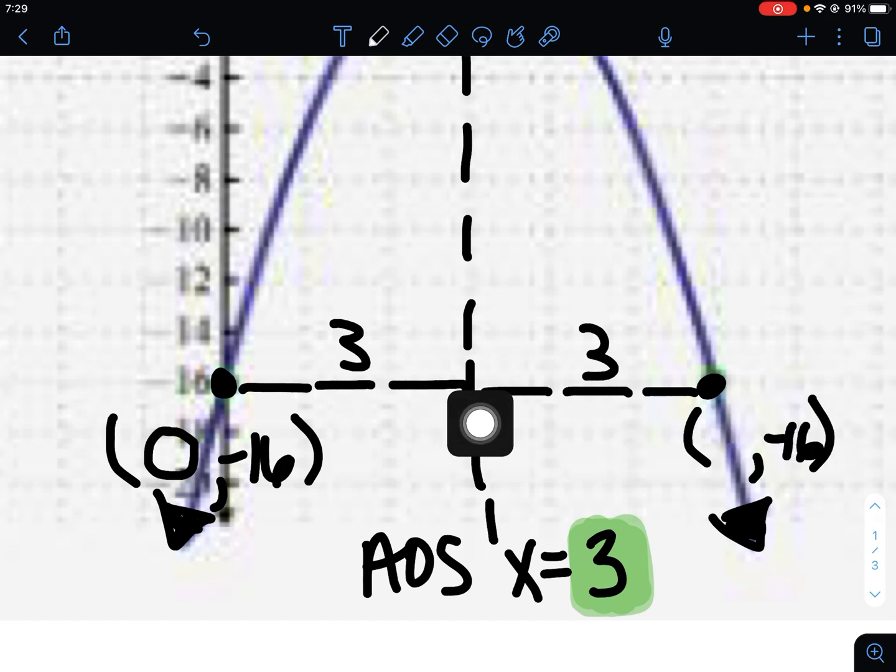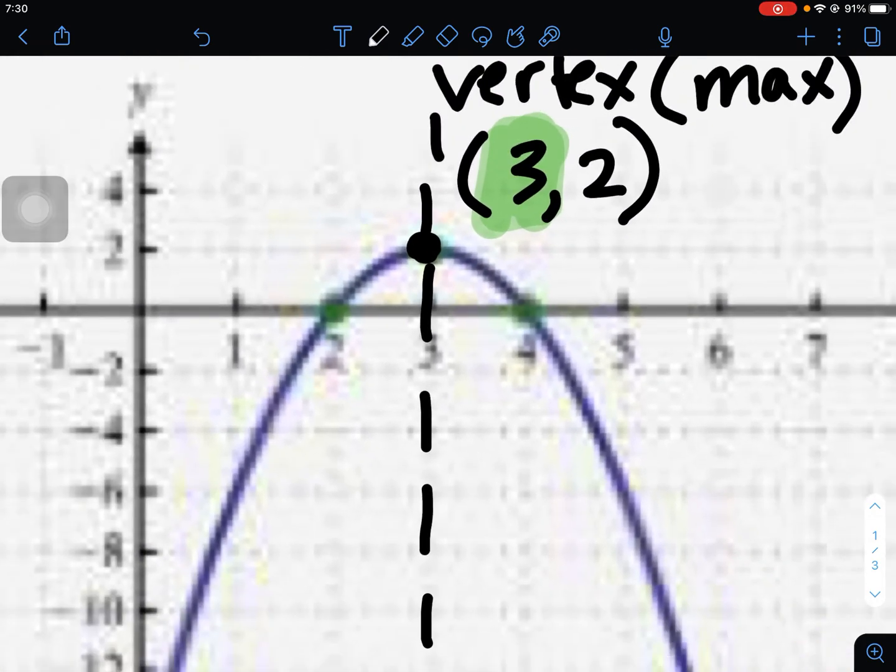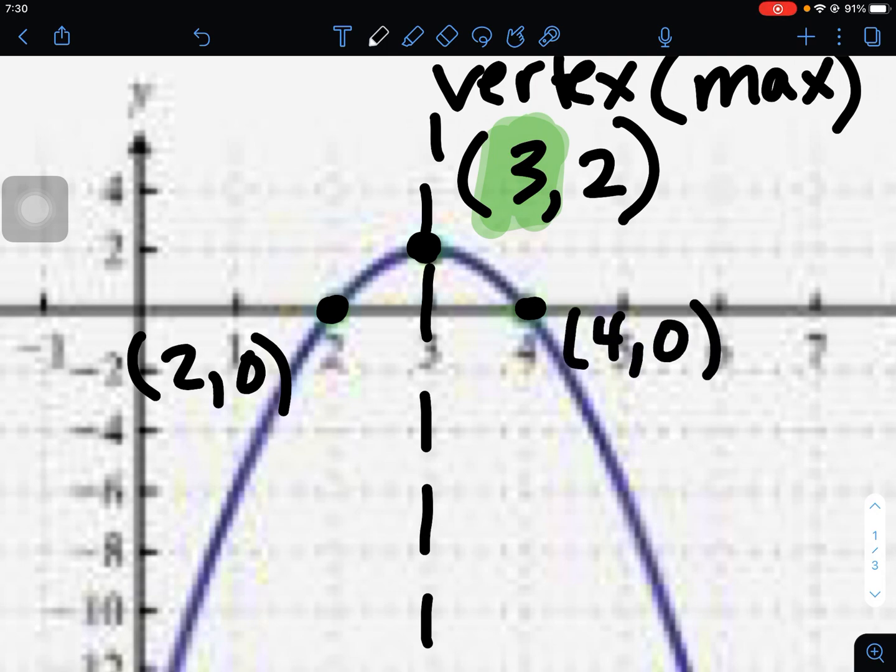If I start at 3 here, I go 4, 5, 6. Takes me to (6, -16). And that's going to happen for every ordered pair along the same horizontal line. They're the same distance from the axis of symmetry as long as they share the same y value. So the same would be true for these x-intercepts up top here. We've got (2, 0) and (4, 0), each of which are 1 unit away from the axis of symmetry.